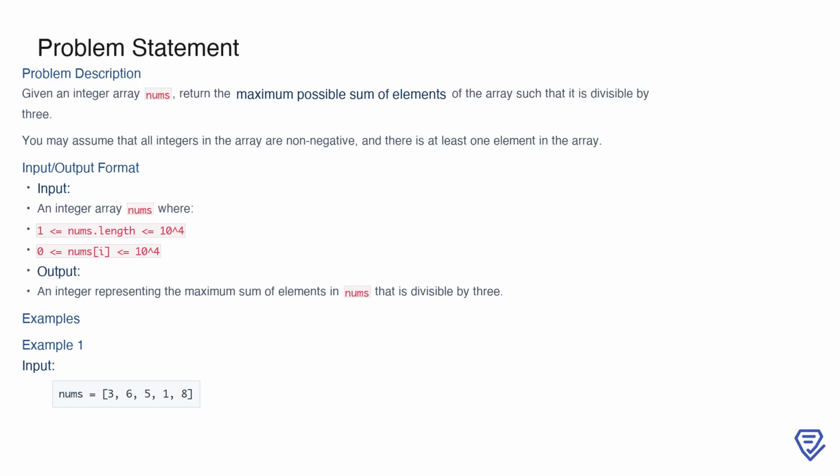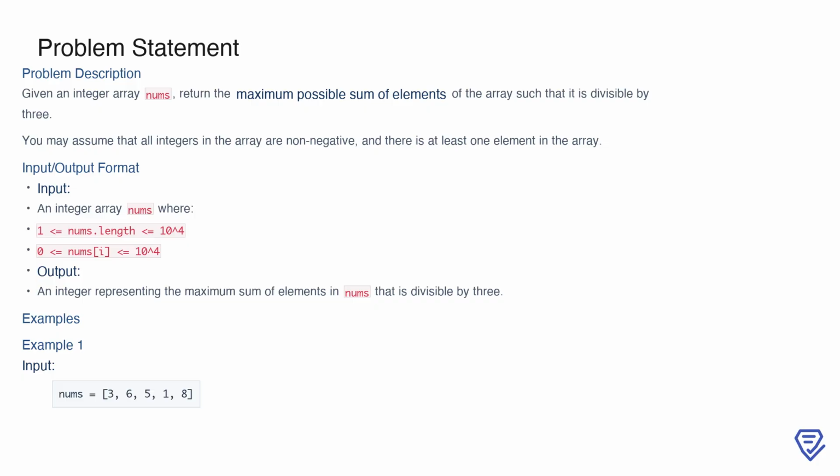In this problem, we are tasked with finding the maximum possible sum of elements from a given integer array, such that the resulting sum is divisible by 3. The array, nums, contains non-negative integers, and we are guaranteed that it has at least one element.